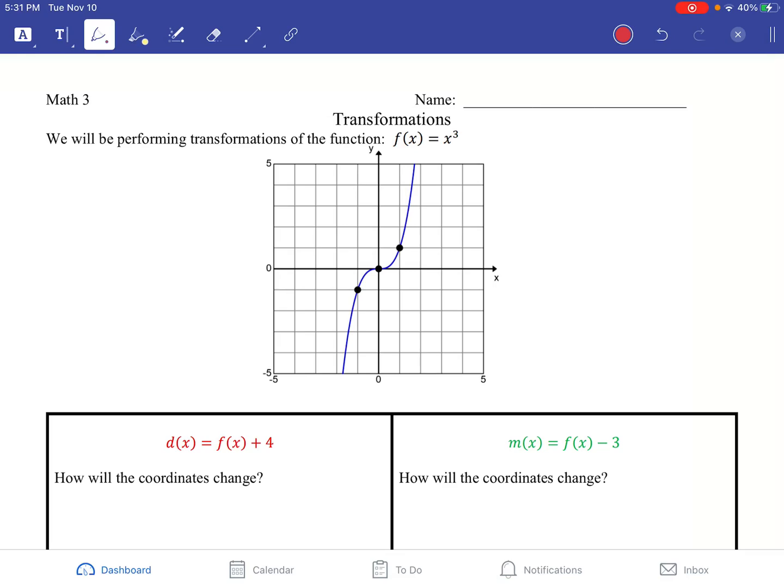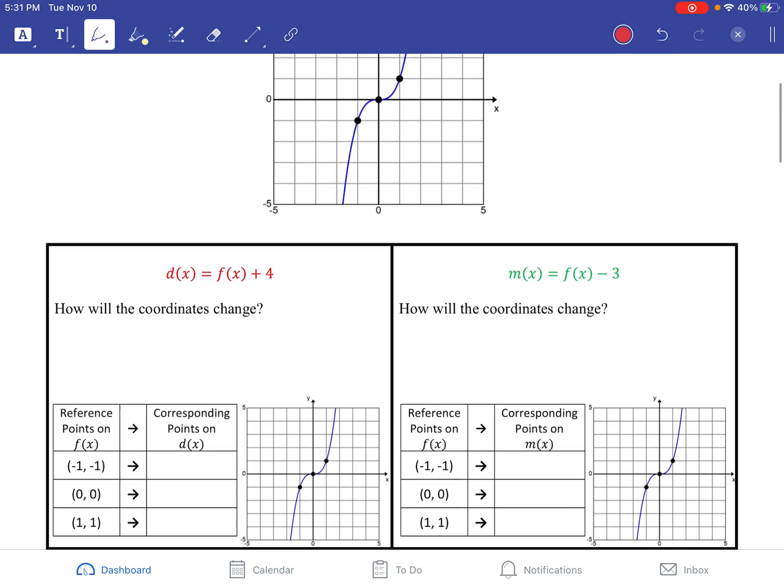So today we're going to be looking at transformations of graphs. We're going to be performing all these transformations using this power function of x to the third power. This is what x to the third power looks like. These 3 points are specifically for x to the third. These are the most common 3 points you use for x to the third. So we're going to use those and see how each of our transformations moves this graph.